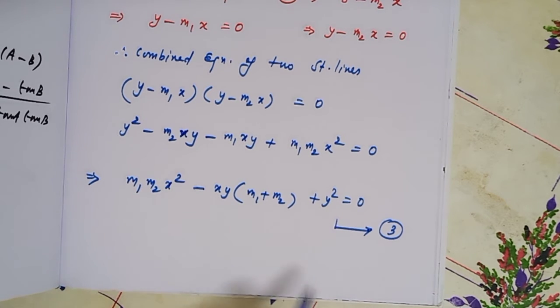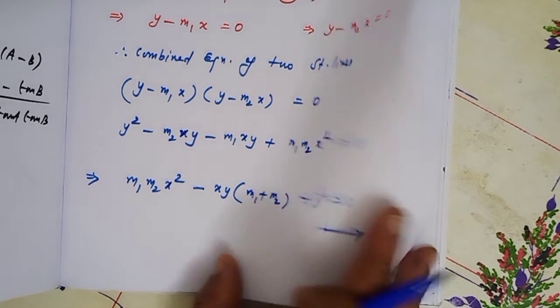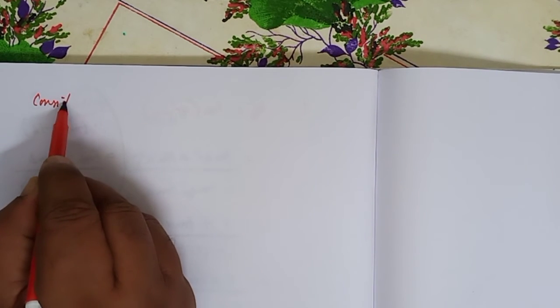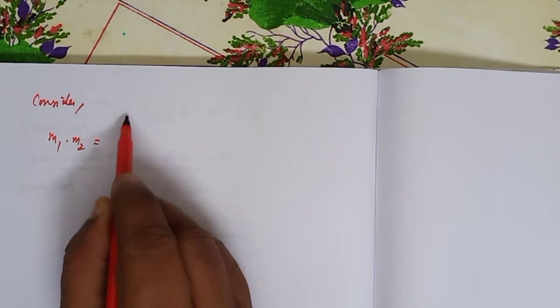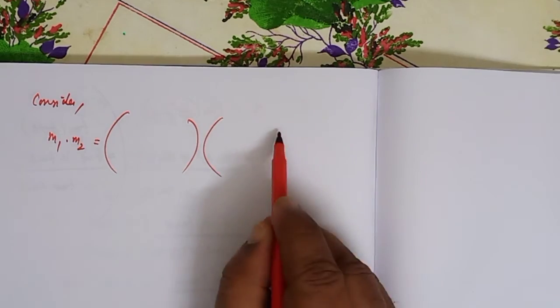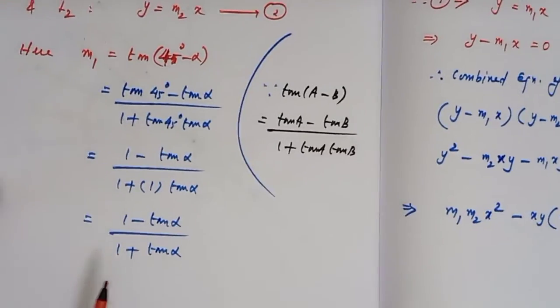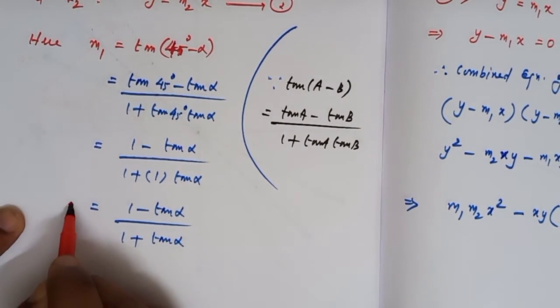Okay, now I am going to find out m1 into m2 and m1 plus m2. Already we have m1 and m2. First we can find m1 into m2. Consider m1 into m2, m1 value into m2 value. m1 value, here it is 1 minus, look at that, this is m1, this is m2.